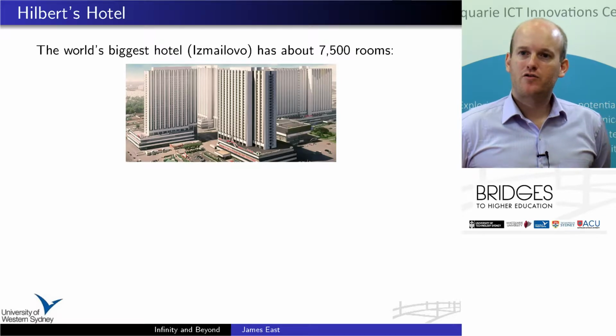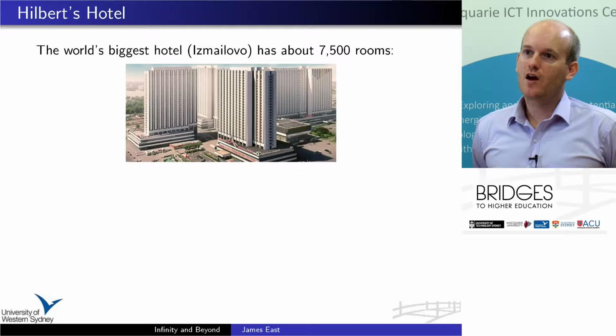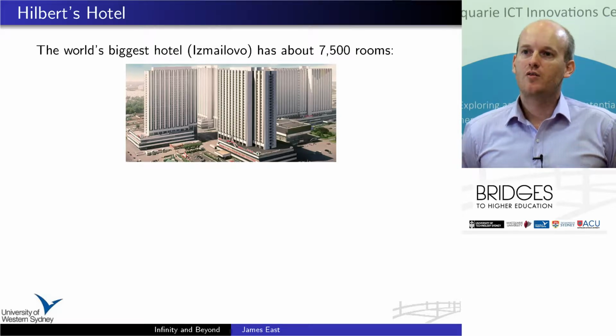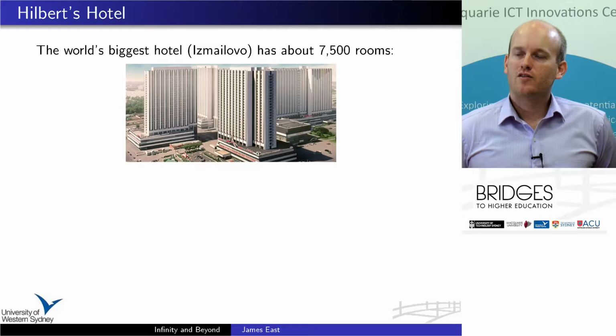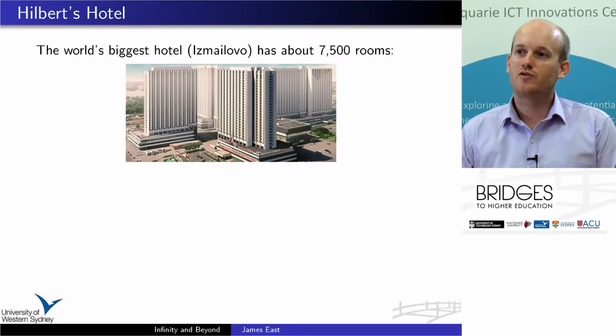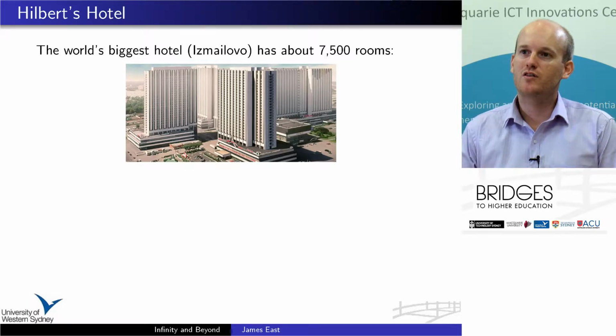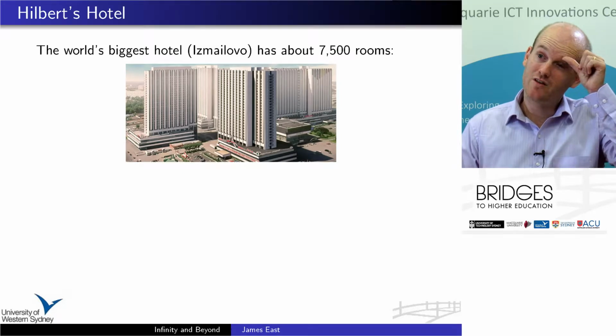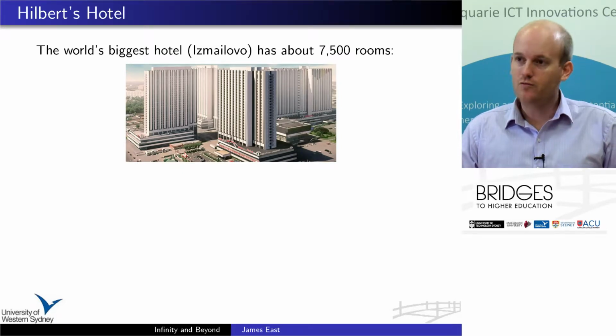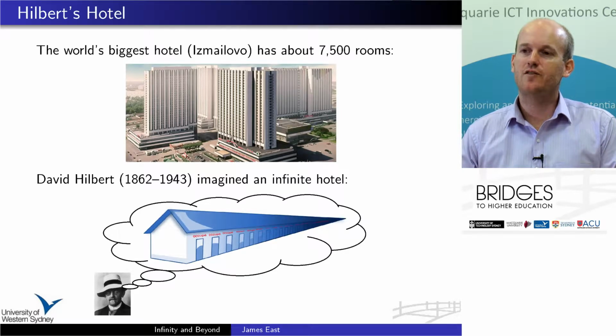Now, there are none of those on Earth, but this one is, as far as I can tell, the closest to it: a big hotel in Russia with about 7,500 rooms. Absolutely massive. I did some research last night to check if it was still the biggest hotel, since I prepared these slides a couple of weeks ago, and there are a few things that could potentially rival it, but it's hard to tell if there are 500 rooms missing here or there. But like I said, Hilbert imagined an infinite hotel.